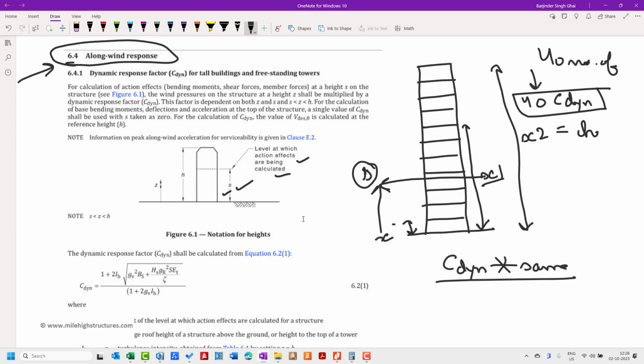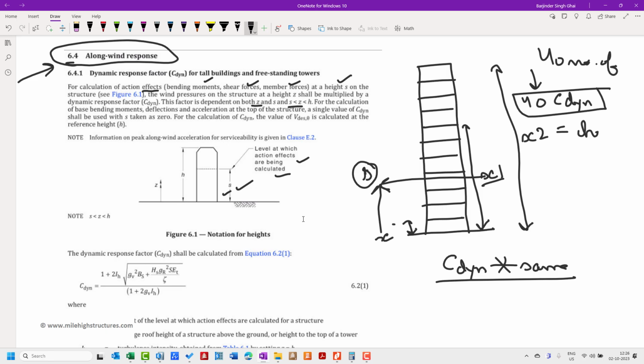The second concept that you need to understand is, for the calculation of action effects, what exactly are the action effects? It is the bending moment, shear force, and the member forces at a height S. So according to the height S, all of these values also change. So this factor, the value of the Cdyn, is dependent on both Z and S.